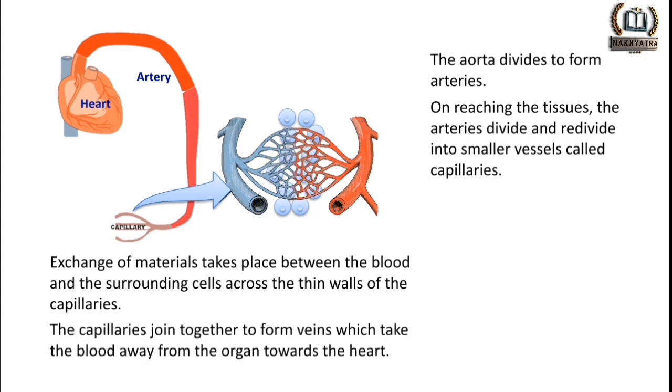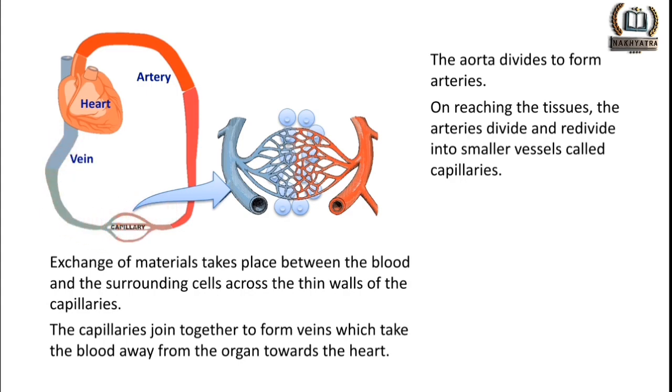Now the capillaries join together to form veins which take the blood away from the organ towards the heart. এতিয়া এই capillaries বিলাকে একেলগ হৈ vein form কৰে okay আৰু vein form হোৱাৰ পিছত এই vein বিলাকেদি blood আমাৰ organৰ পৰা heartলৈ লৈ যায়. So see here, this is the vein.